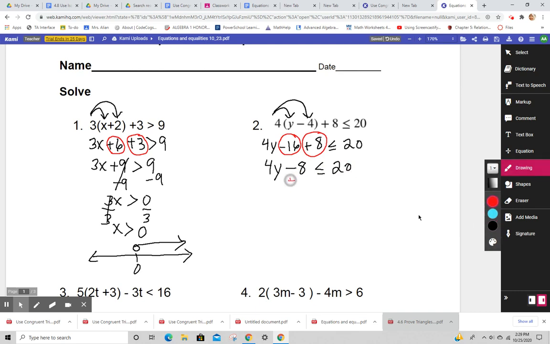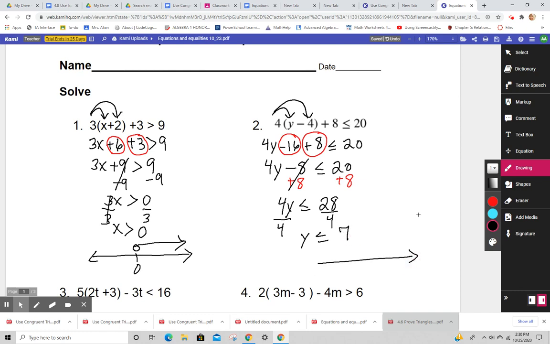We will add 8 to both sides. And we will have 4y all by itself on the left. That is less than or equal to 28. Divide both sides by 4. And y is less than or equal to 7.